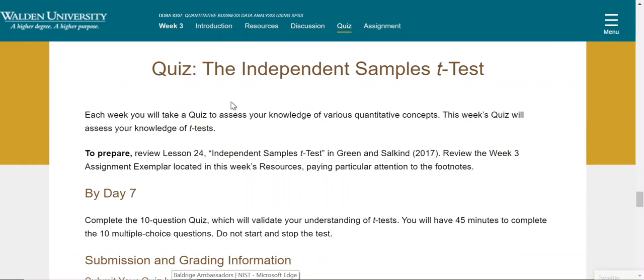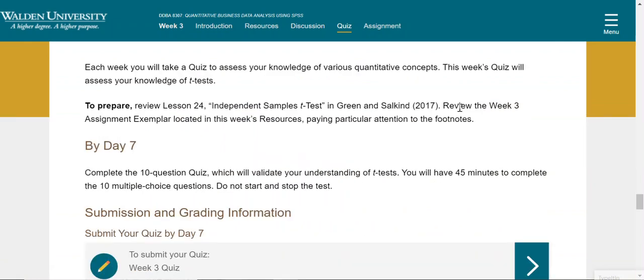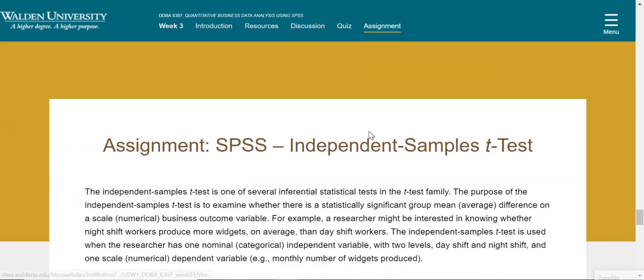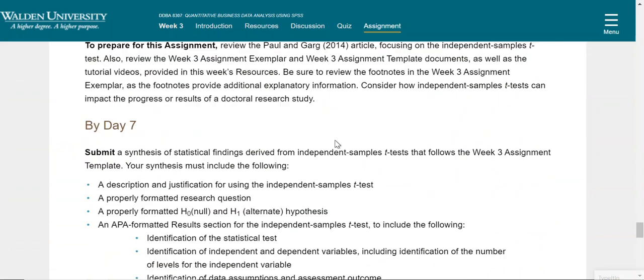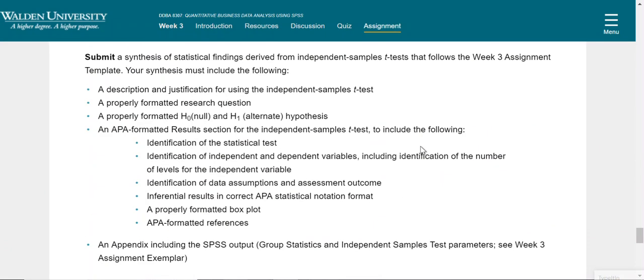You have a quiz on the independent samples t-test. And then here's your assignment, and that's due by the end of the week.